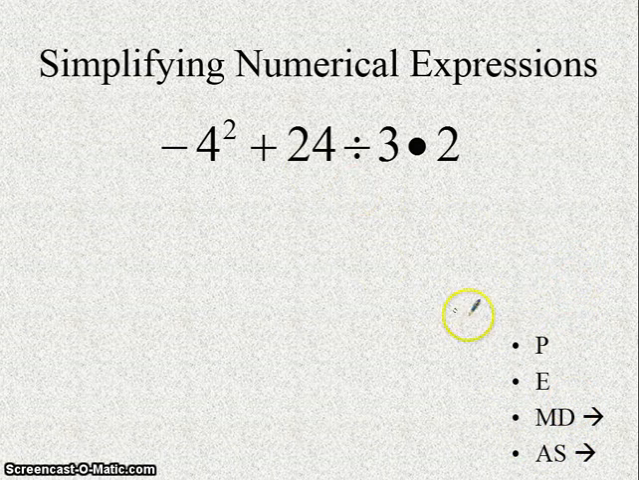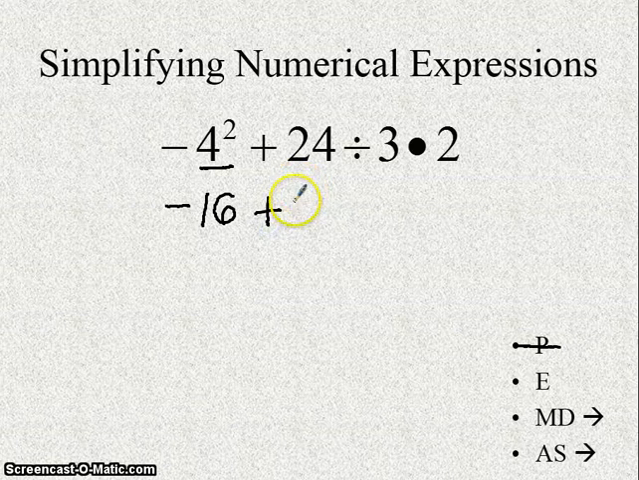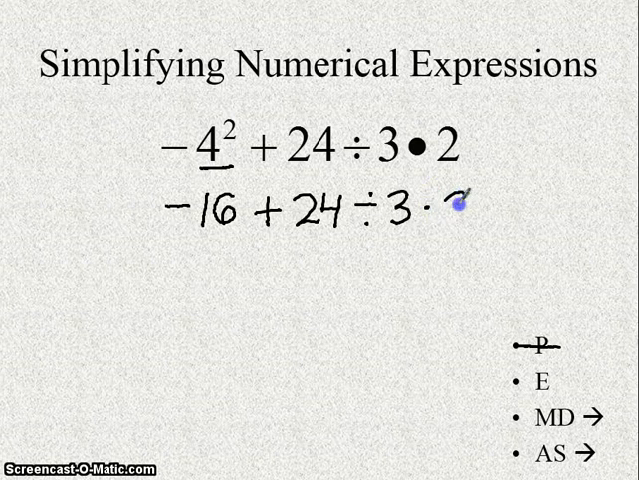Does this expression have any parentheses, any grouping symbols? And the answer is no, so we're finished with that step before we ever start. Does it have any exponents? Yes, right here. We have 4 squared. We know that 4 squared means 4 times 4. 4 times 4 is 16. Bring the negative down since it wasn't grouped with the 4. So we have negative 16 plus, and we just bring everything else down, 24 divided by 3 times 2.